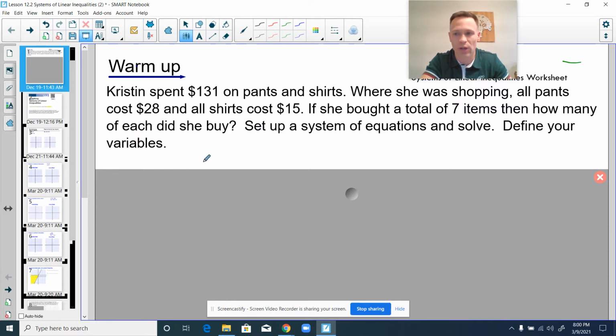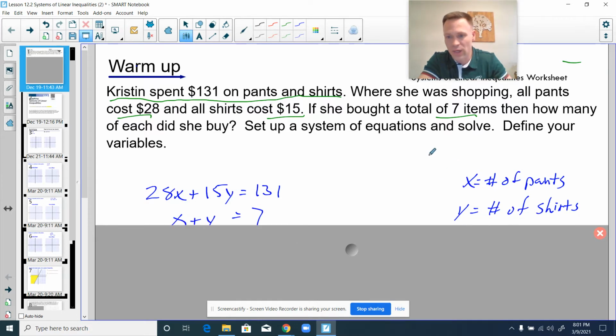We're going to set up a system of equations to solve. We're going to define our variables. So really all of our information comes from just a couple sentences. Kristen spent $131 on 2 items, pants and shirts. And then where she was shopping, all the pants cost $28, all the shirts cost $15, and she bought a total of 7 items. Okay, so we want to know how much of each she bought.